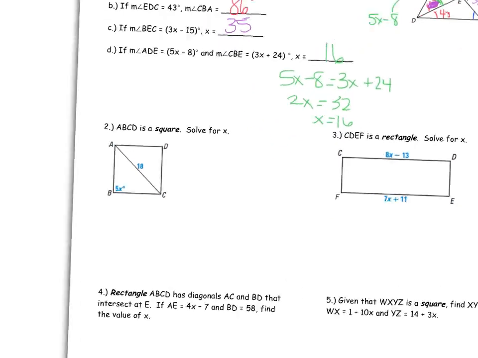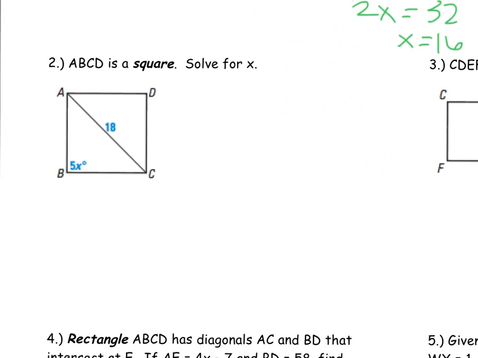All right, let's jump down to a square. So number 2, you are told that ABCD is a square. So we know a couple things. Sides are congruent. All angles are right angles. So really that 18 isn't used at all in this problem. We're just looking for the value of x. For that angle, we know it's a right angle. So 5x must equal 90. So x must equal 18.